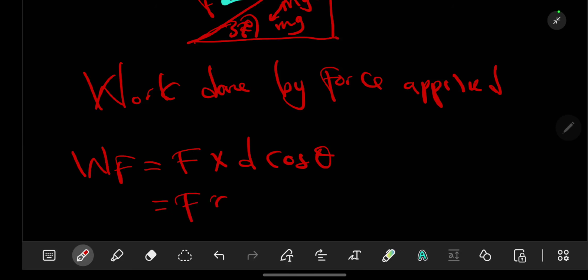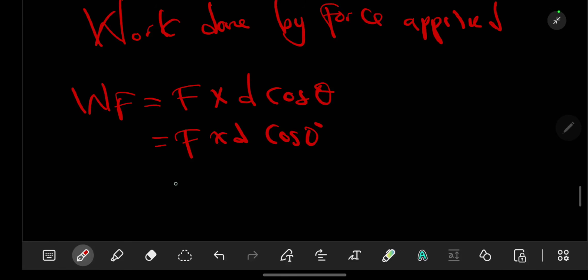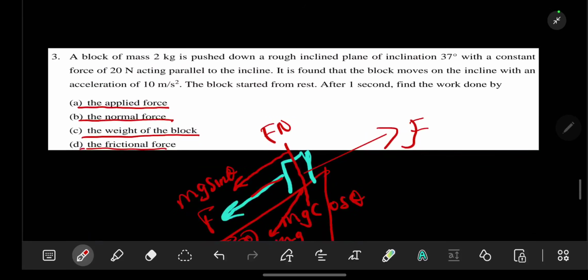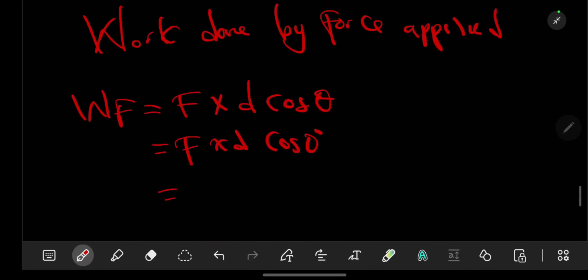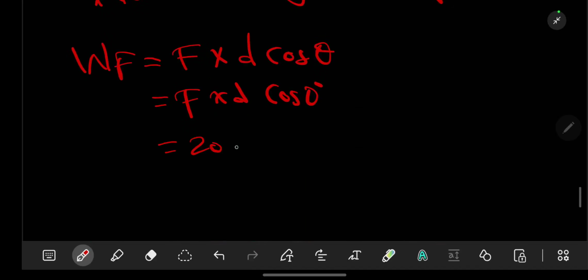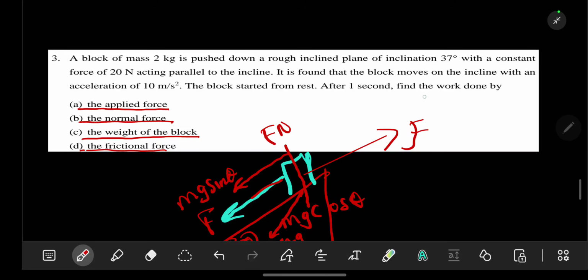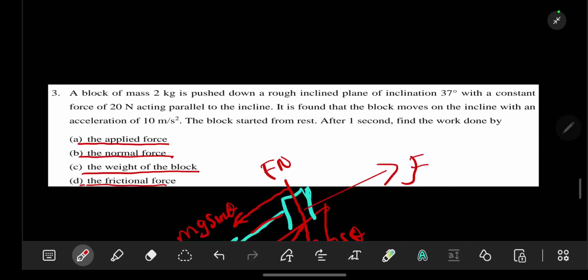So we are going to have force times d cos of 0, and cos of 0 degrees is 1. This force is parallel, it is not at an angle. It is 20 newtons, so we say 20 newtons times the distance it is to move. We are told the distance, a block of mass this down the incline with a constant force F parallel to this.